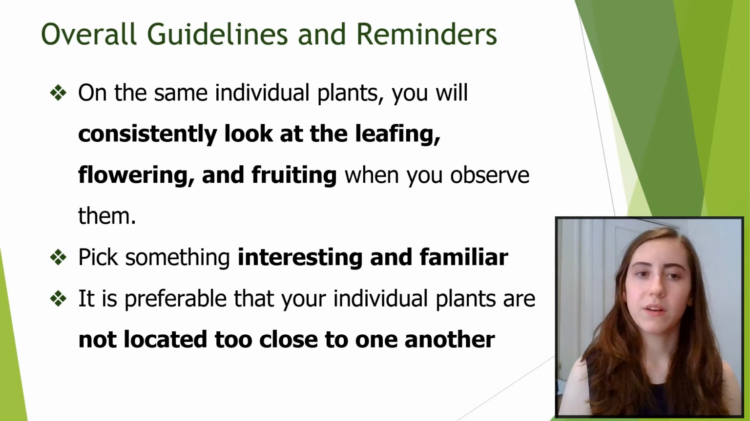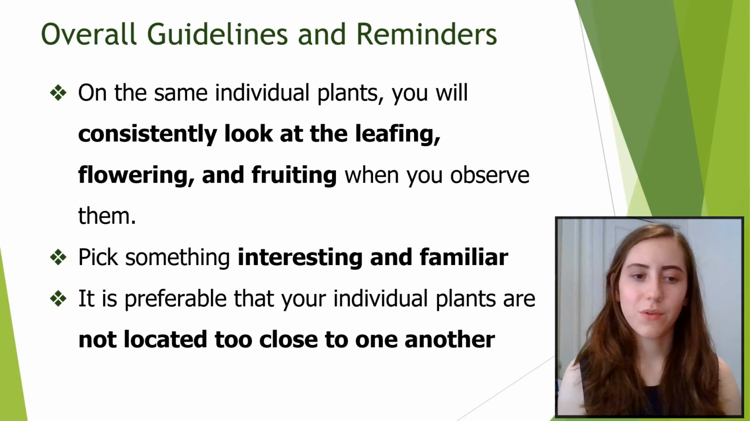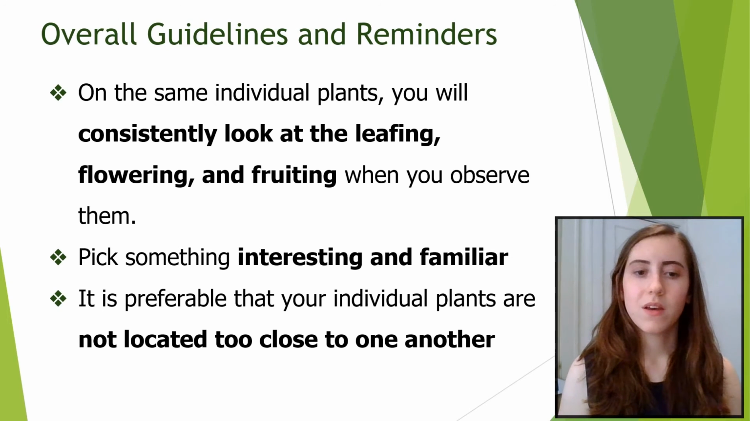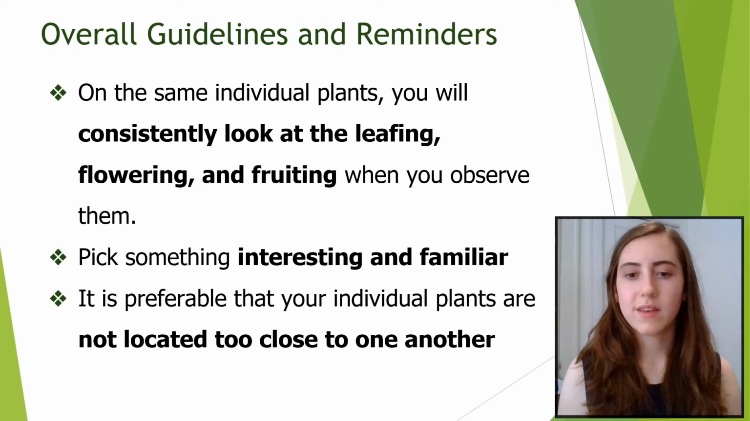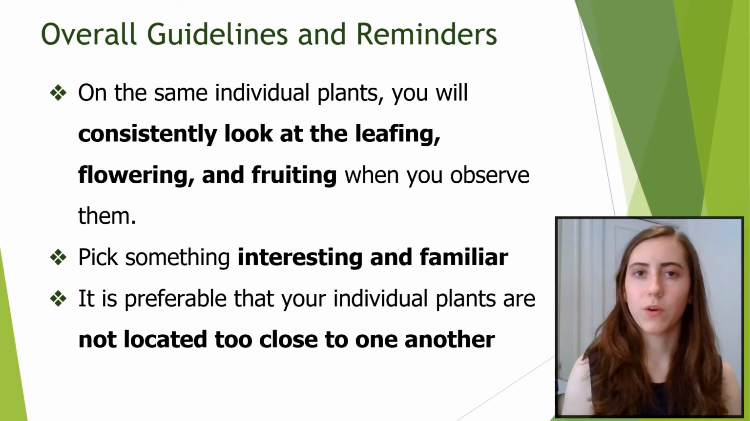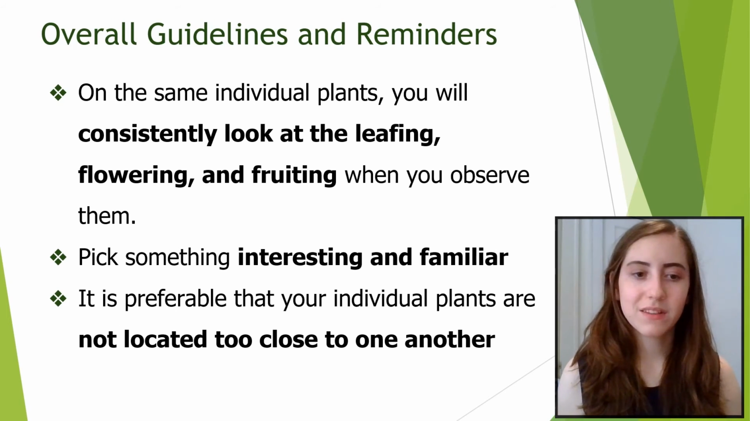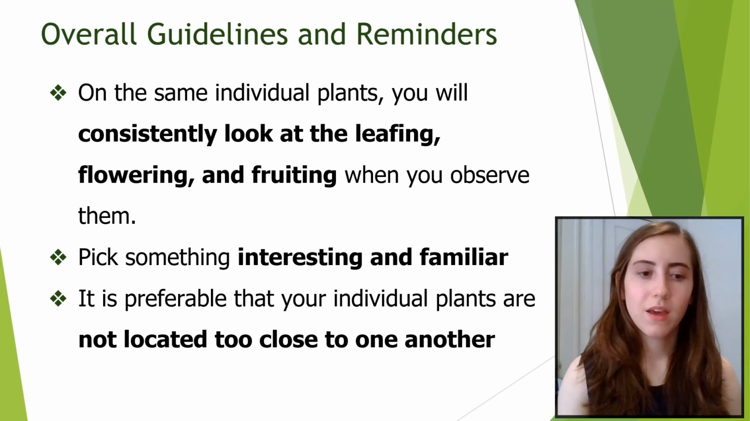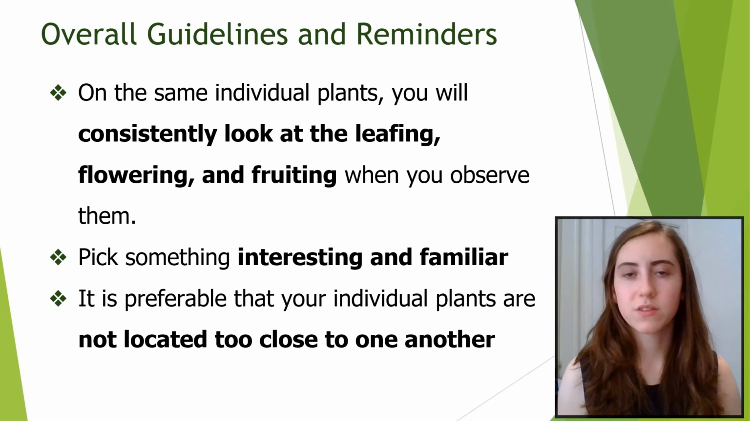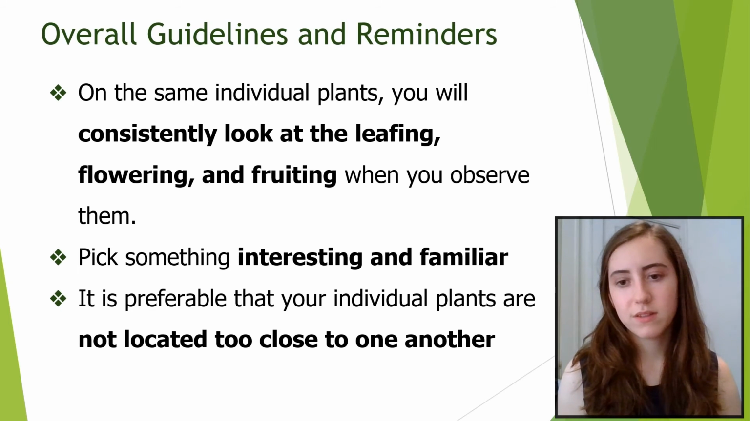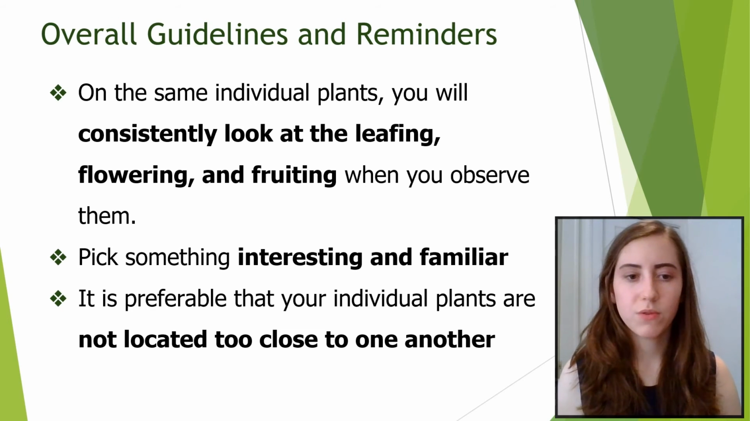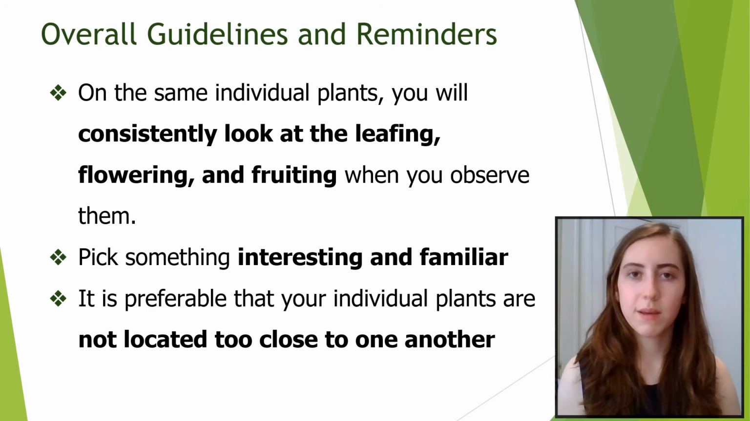So here are some reminders. So what do I look for or at on my plants? You will be consistently looking at the same individual plants and their leafing, flowering, and fruiting, or lack thereof. The plants you pick should be interesting and familiar to you personally. If you can, try to select plants to observe that are not right next to one another. We would like you to space out the plants of the same species because we want to see if they go through their phenophases at different timings.